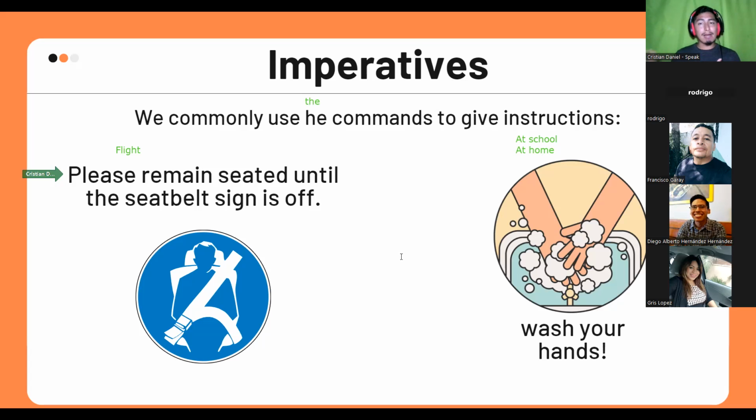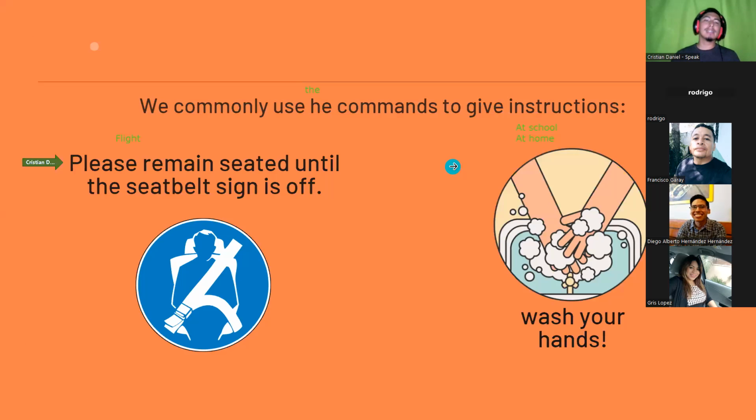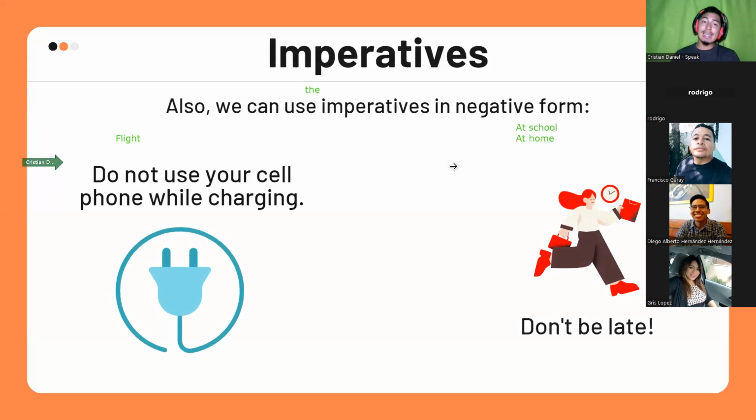Okay, so these are some examples, guys, and as you can see, we are using different contexts, different places where people can use imperatives. Okay, let's move on, everybody, to our next part. In this moment, guys, let's check some imperative examples in negative form. Can you help me reading this, Griselda?